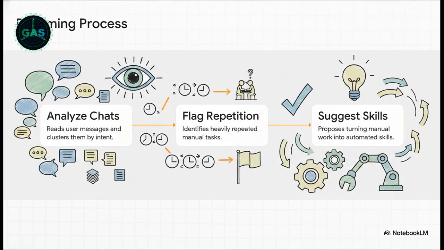Here's how it actually works in practice. The Dreaming Engine reads your recent messages and clusters them by intent, acting kind of like an incredibly observant manager. If it flags that you've performed the same repetitive task multiple times this week, it steps in. It'll automatically suggest turning that manual work into a permanent, automated skill.